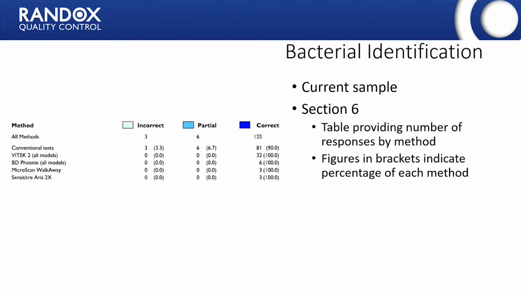Just as a reminder, what does partial mean? It just means that they haven't provided the full genus and species. It's only the genus that they have provided. A correct is where they've provided the genus and species, and also the group if it's their protocol to do that. Okay, so that's the first page.